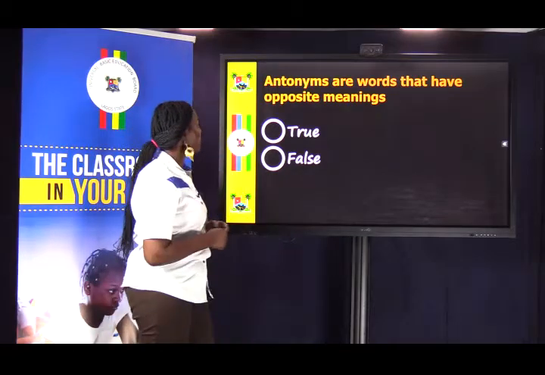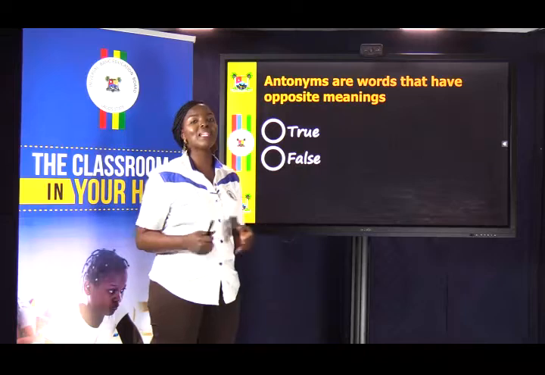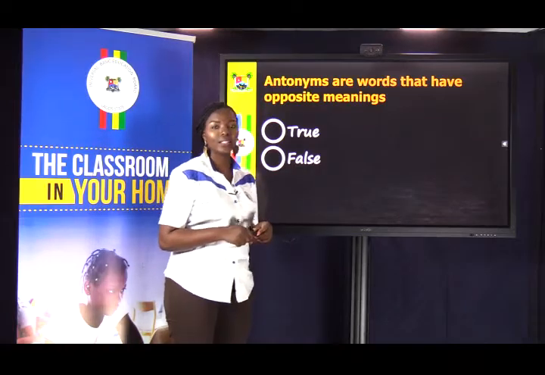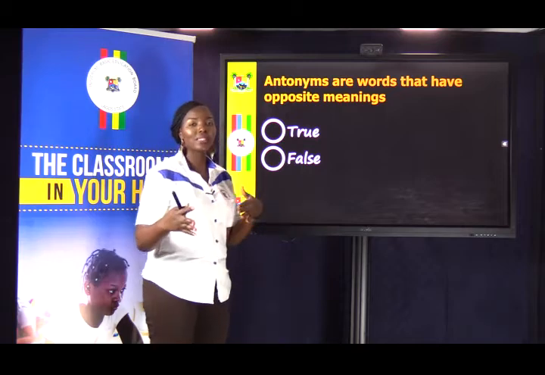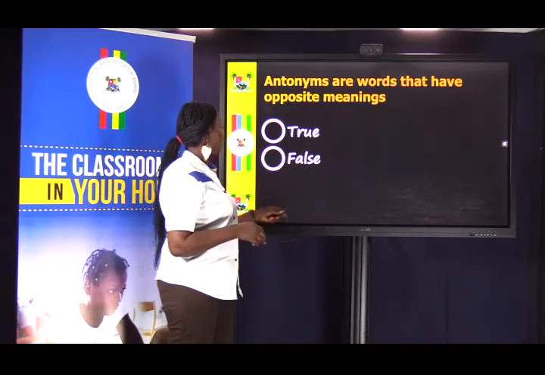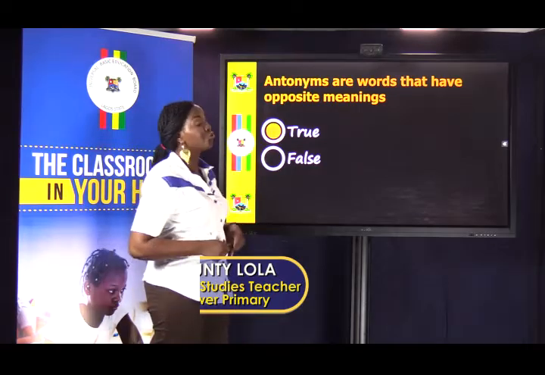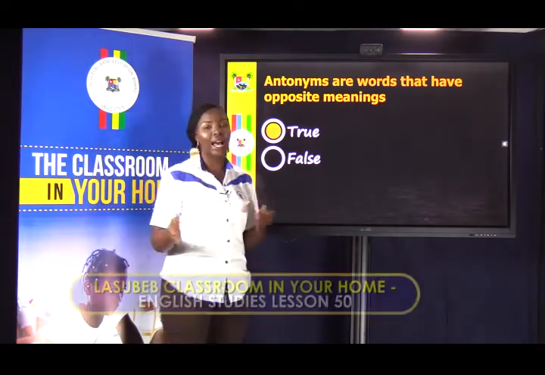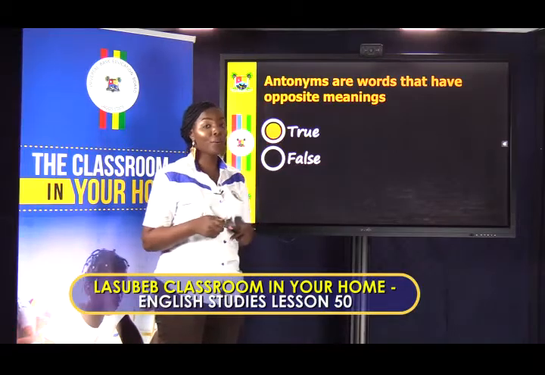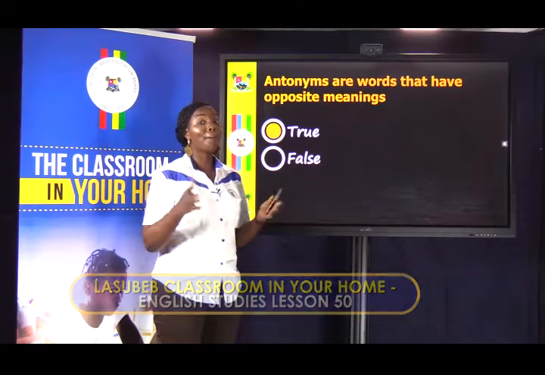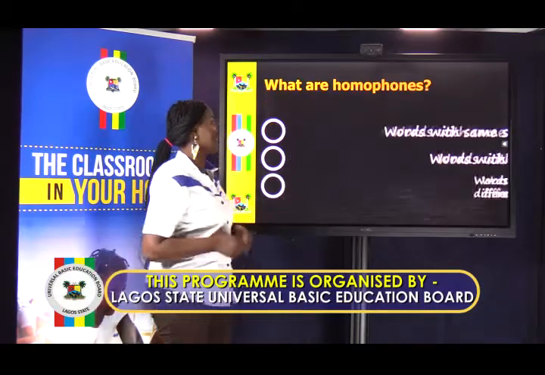The first one. Antonyms are words that have opposite meaning, true or false. Okay, antonyms are words that have opposite meanings. What is your answer? True. Okay, so it is true that antonyms are words that have opposite meanings. An example is what? Big. And the opposite of big is what? Is small. Okay, that's an example.